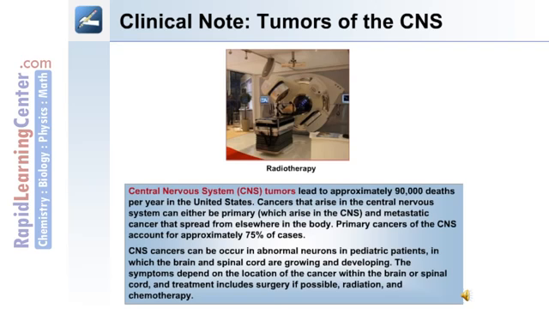CNS cancers can occur in abnormal neurons in pediatric patients, in which the brain and spinal cord are growing and developing. The symptoms depend on the location of the cancer within the brain or spinal cord, and treatment includes surgery if possible, radiation, and chemotherapy.